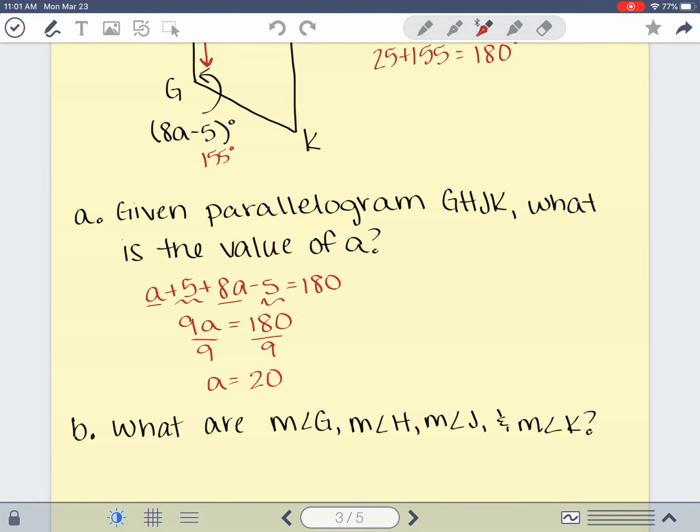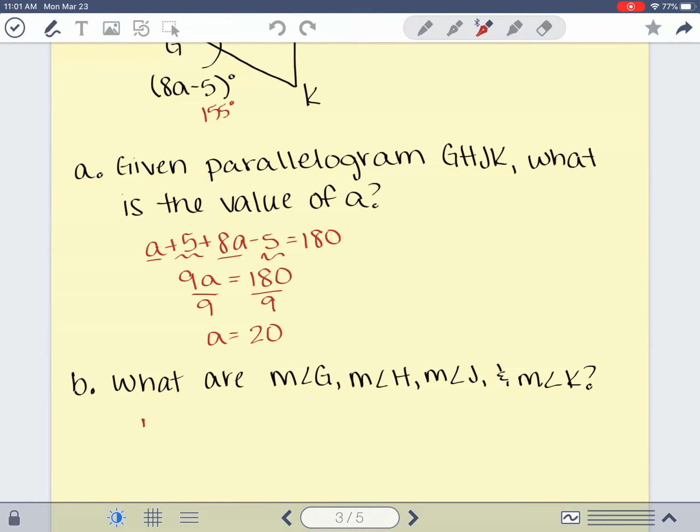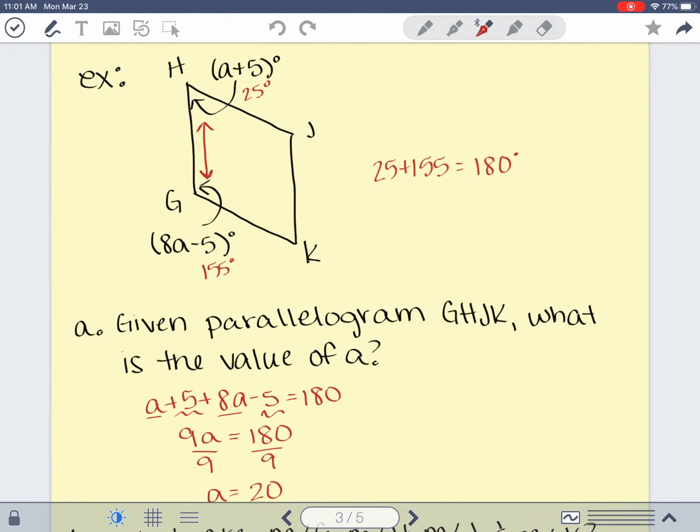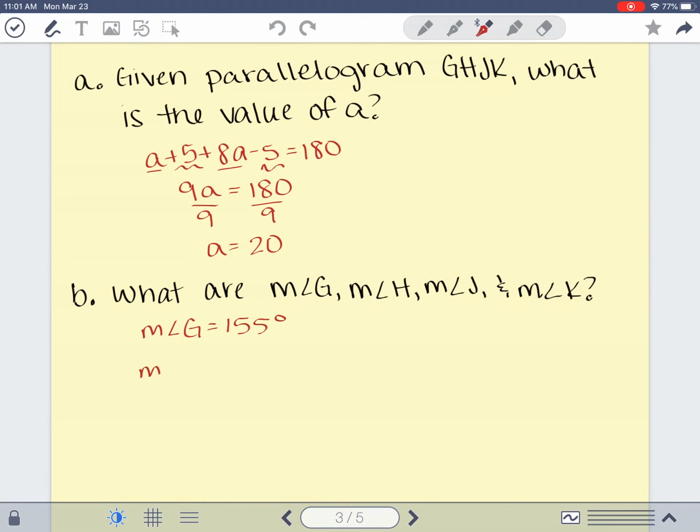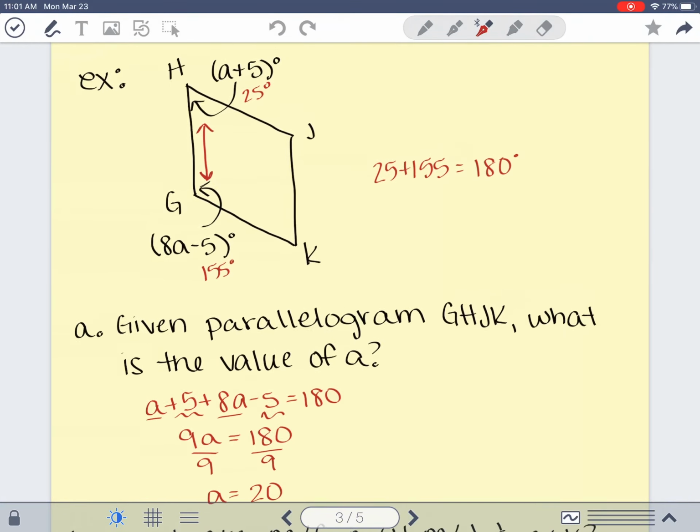So now the second part wants us to find each of the angle measures. Well, from checking our first answer, we already found that the measure of angle G is 155 degrees. And then the measure of angle H is 25 degrees. Now, if we remember, the third property that we had told us that opposite angles are congruent.